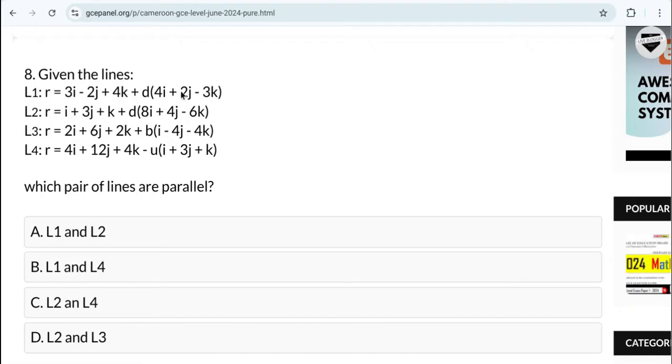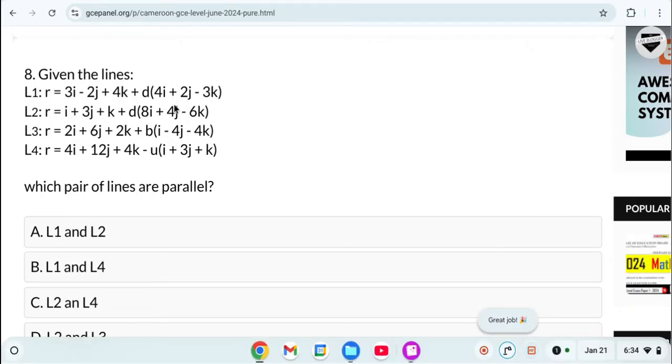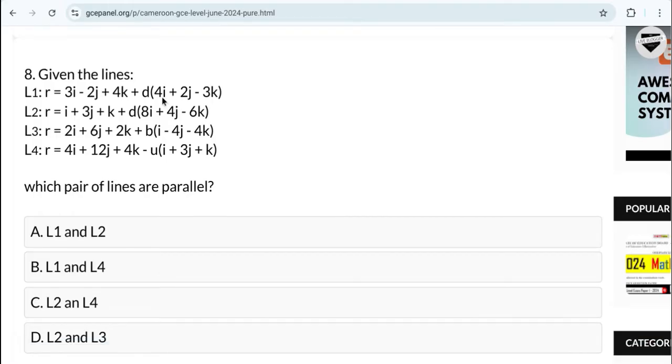If you look at line 1 and line 2, you will see that line 2 is 2 times line 1. That's 4i times 2 is 8i, and 2j times 2 is 4j.